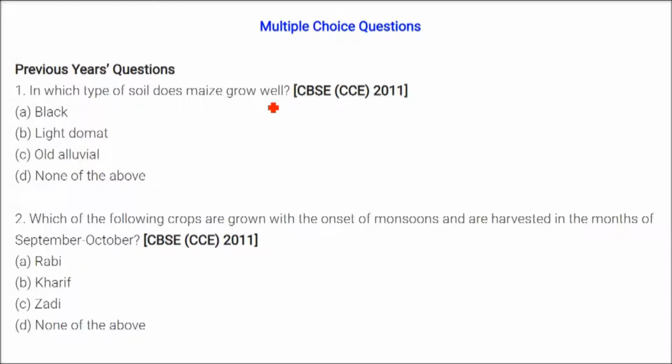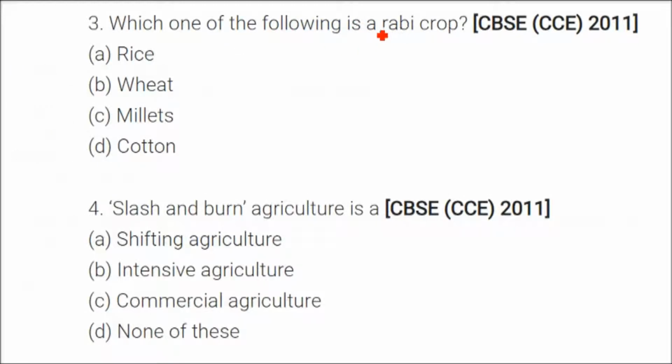Now let us take multiple choice questions here. In which type of soil does maize grow well? The answer is old alluvial soil. Which of the following crops are grown with the onset of monsoons and are harvested in the months of September and October? It's Kharif crops. Which one of the following is a Rabi crop? The answer is wheat.